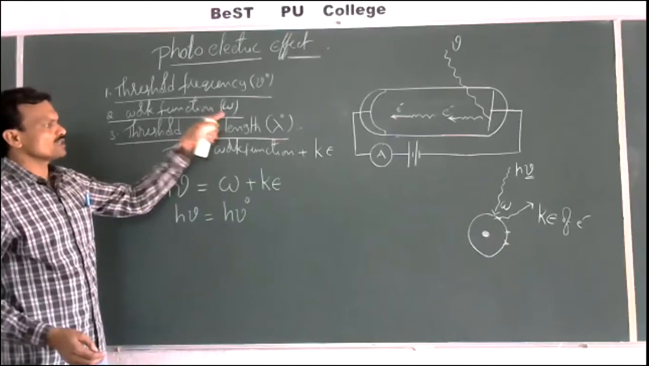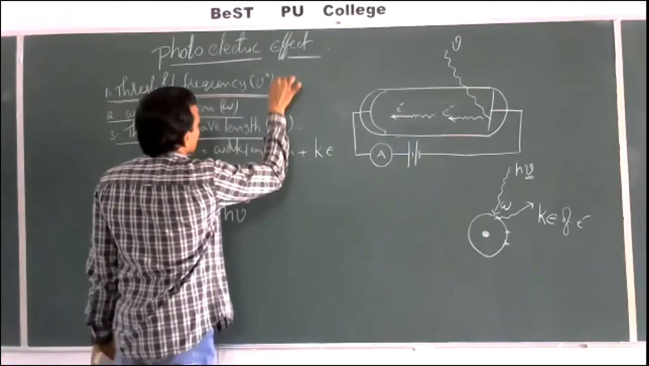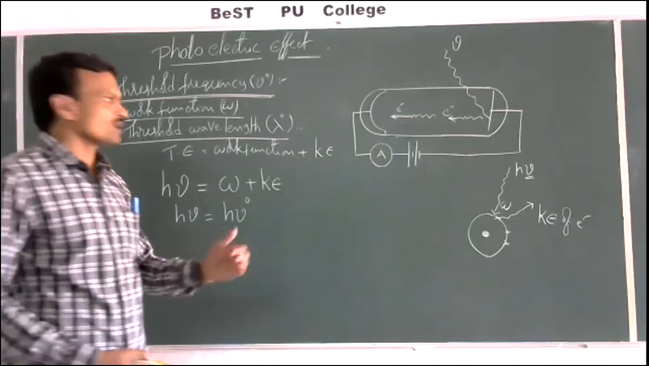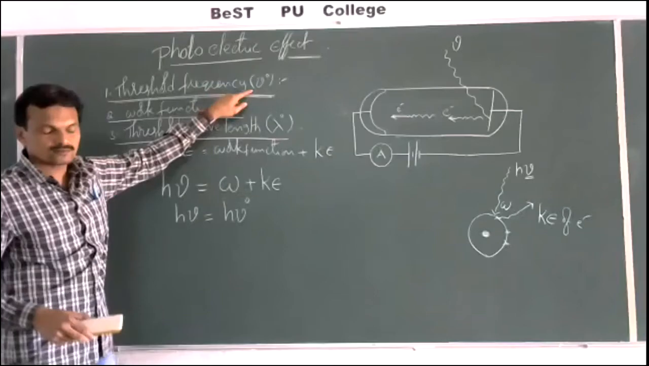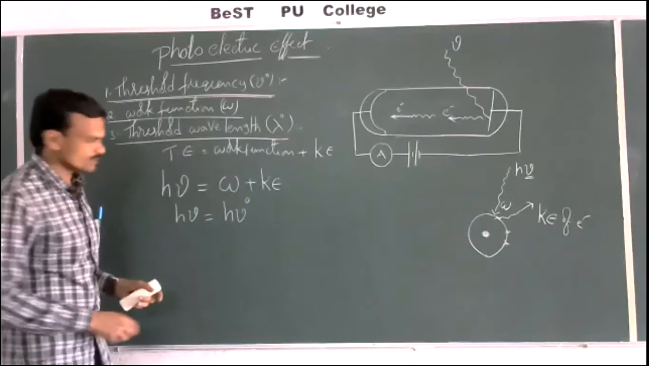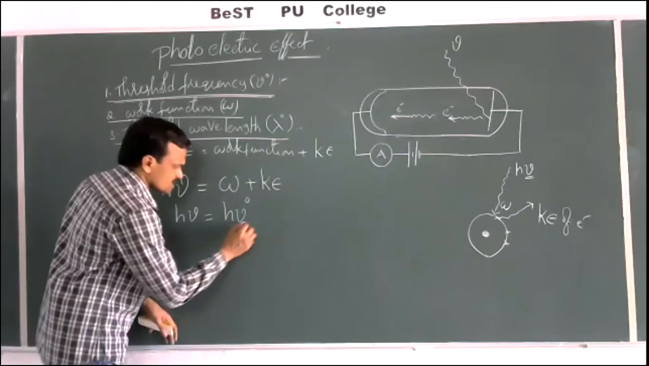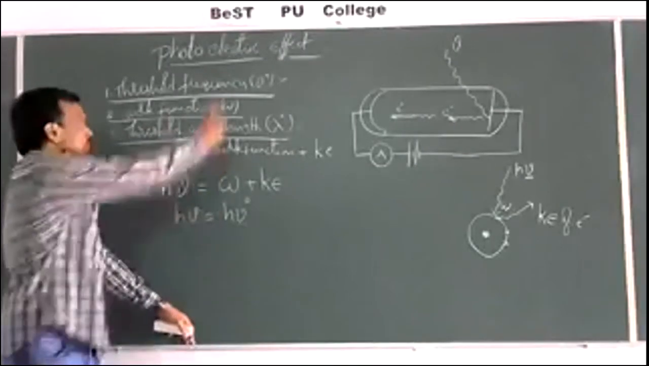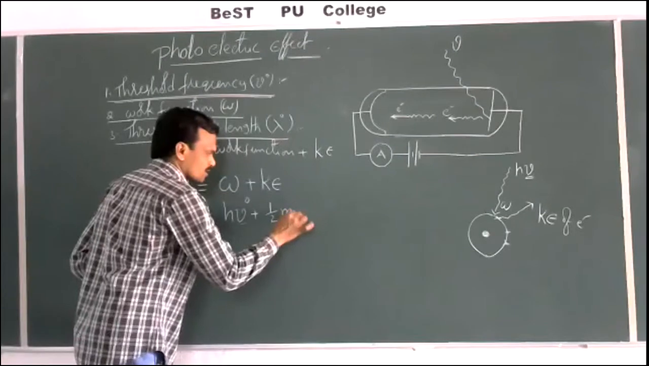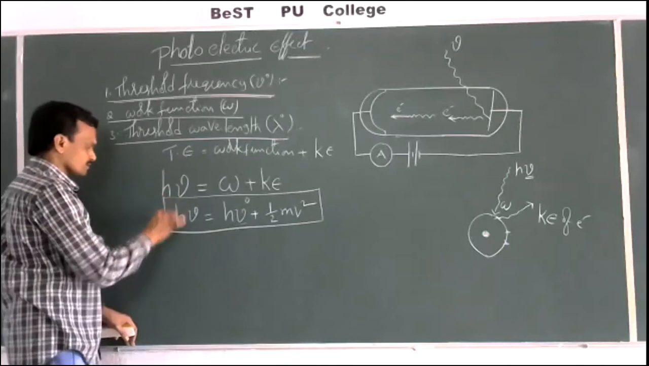Work function is the energy required for the ejection of the electron. That is nothing but the energy corresponding to the threshold frequency. What is threshold frequency? The minimum frequency that is required for the ejection of an electron. The energy corresponding to threshold frequency is nothing but the work function. So this is the minimum energy required for the ejection of the electron, plus kinetic energy. Kinetic energy is nothing but half m v square. So this is the mathematical expression for the photoelectric effect.